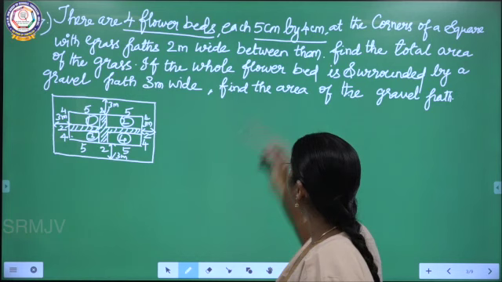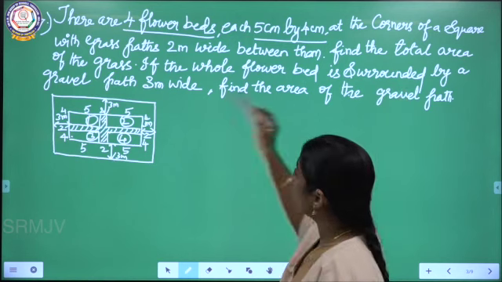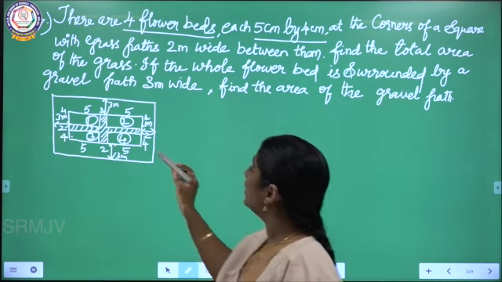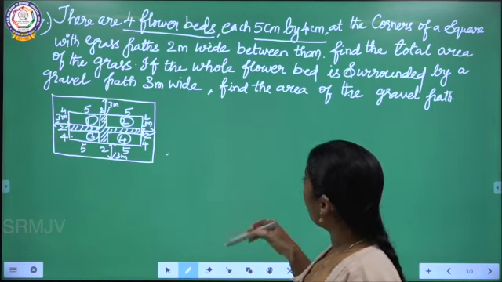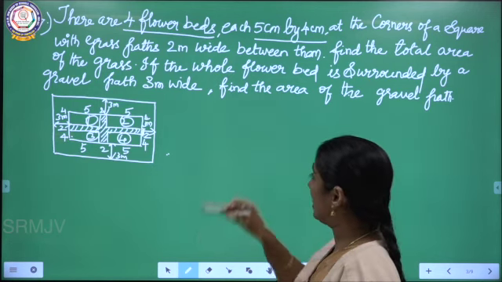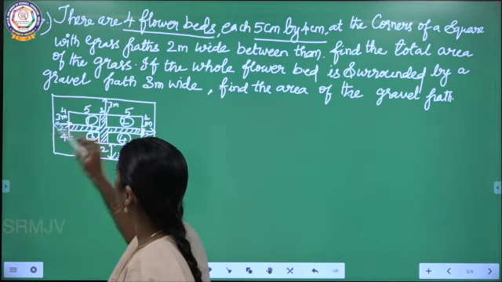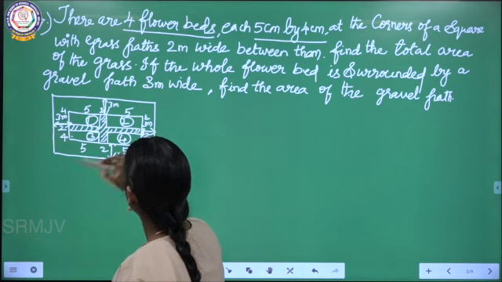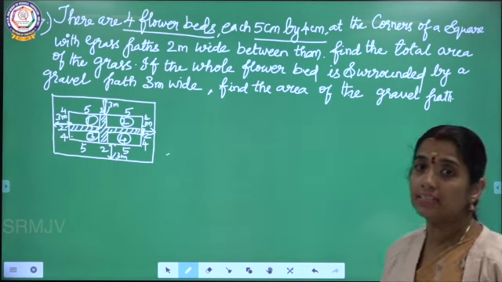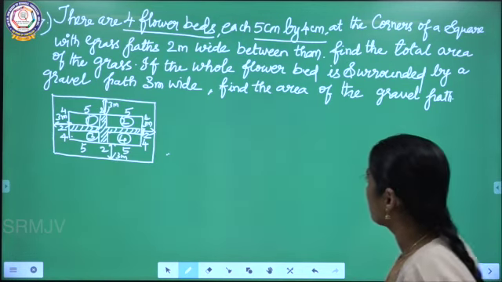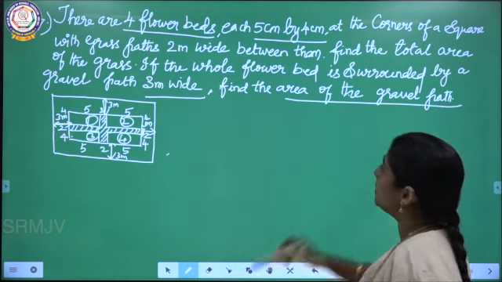Each is what? 5 centimeter by 4 centimeter. So the length is 5 centimeter and the breadth is 4 centimeter. The corner of a square with a grass path which is 2 meters. So this is a grass path of 2. If the whole flower bed is surrounded by a gravel path of 3 meter, from this part to this part the distance is 3 meter. So all the 4 flower beds are surrounded by a gravel path of 3 meters. I am going to find out the area of the gravel path.